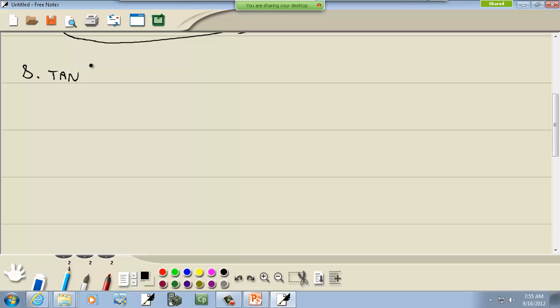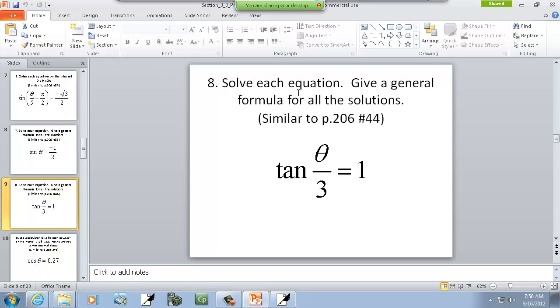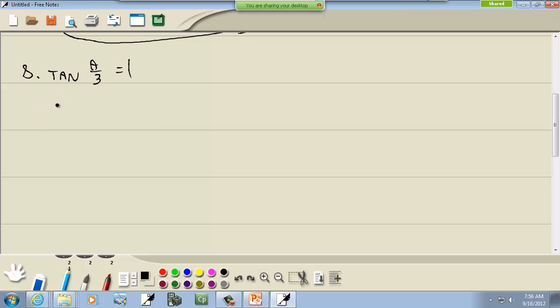So we got tangent of theta over 3 is equal to 1. Solve each equation, give a general formula for all the solutions. So we're not bound between 0 and 2 pi anymore. We're looking for infinite solutions. Okay. We got more than theta here. We got theta over 3. So after that little trick, we're going to look where tangent is equal to 1.